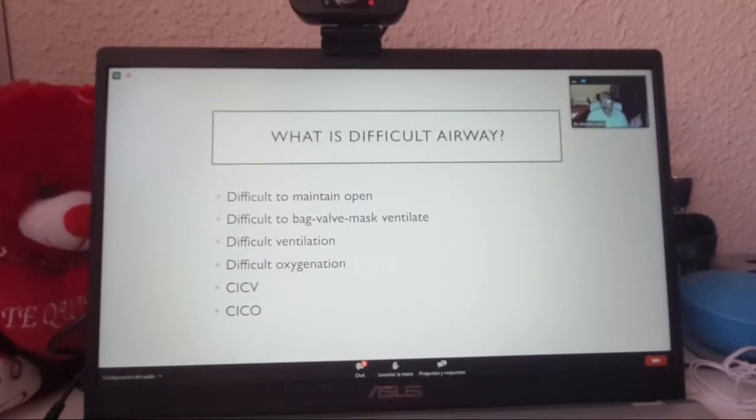Again, the definition of a difficult airway has different textbook definitions. That could be the one that's difficult to maintain open, difficult to bag-valve-mask, difficult to ventilate, difficult to oxygenate, cannot intubate, cannot ventilate, cannot intubate, cannot oxygenate. So any of these is a definition for difficulty.